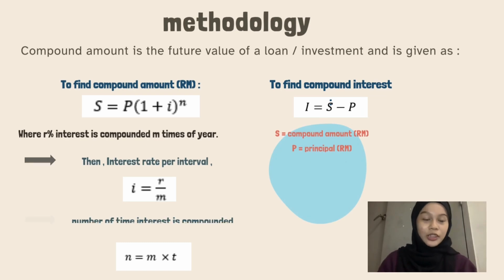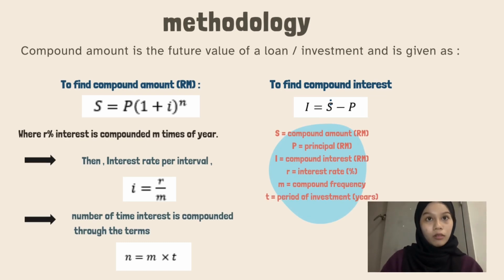Next, for the methodology of compound interest, the compound amount is the future value of a loan or investment and is given as follows. First, to find the compound amount in RM, we have the formula S = P(1 + i)^n, where interest is compounded n times over the loan. To find the interest rate per interval, i = R/m. Next, to find the number of times interest is compounded through the term, n = m × t. Second, to find compound interest, we have the formula I = S - P.